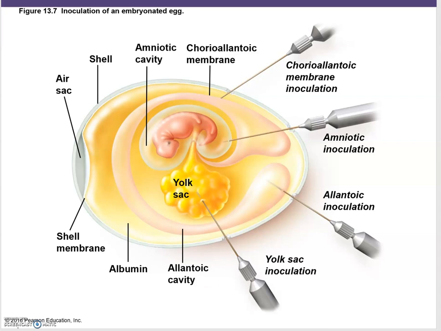So one other thing to point out about growing viruses in embryonated eggs is it's fairly easy to do. It's relatively inexpensive, and this is still the traditional way of how most vaccines are being made. And so when you're getting a flu shot, you might be asked if you're allergic to eggs, because this is how a lot of the flu vaccines are still being made.